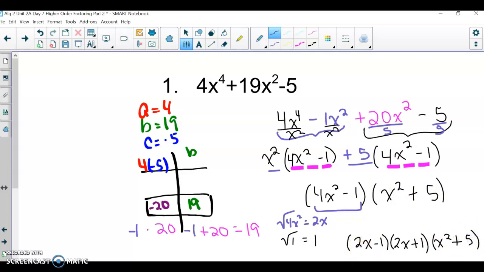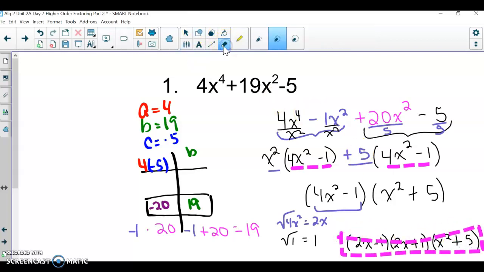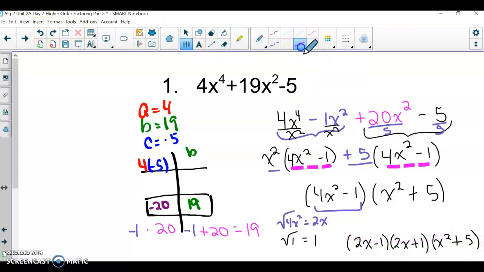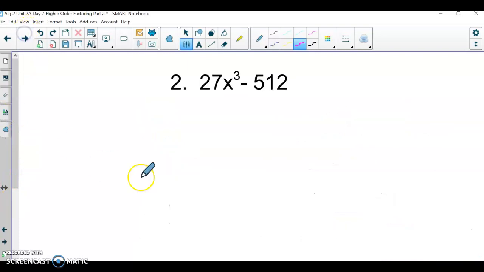Okay. So I can't simplify anymore. So this last one right here is our final solution. Right there. Okay, let's look at another problem.